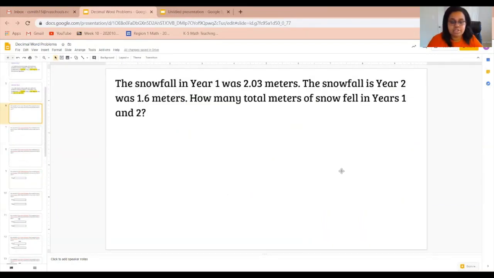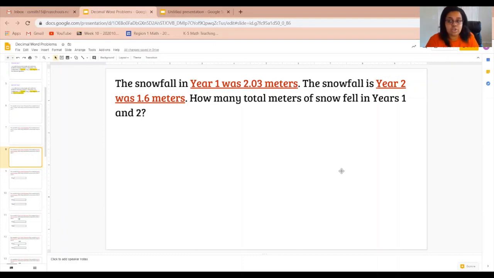It reads, the snowfall in year 1 was 2 3/100 meters. The snowfall in year 2 was 1 6/10 meters. How many meters of snow fell in years 1 and 2? So the first thing I know is that in year 1, 2 3/100 meters of snow fell. In year 2, I know that it was 1 6/10 meters. So I'm going to go ahead and make my tape diagram now. And I want you to do the same on your paper or dry erase board.